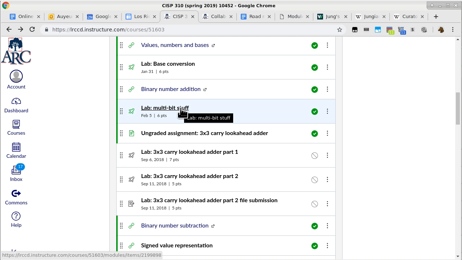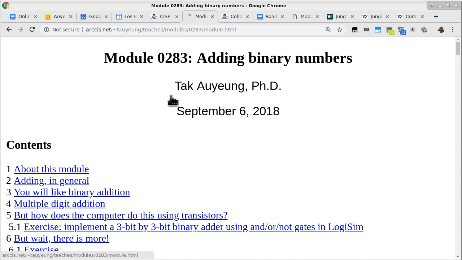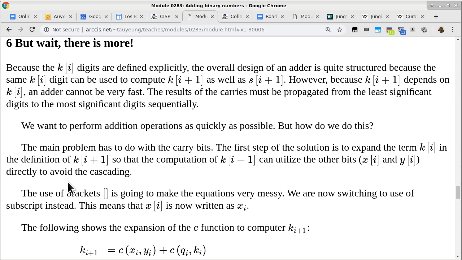Okay, so let me go back to binary number addition. That's the slide that we were working on Tuesday. And I'm also certainly hoping that most people have kept up with the reading and have read ahead of me a little bit, okay? Because that really helps in terms of understanding the material in this class. Okay, so section six basically talks about a technique to make adders work a lot faster.